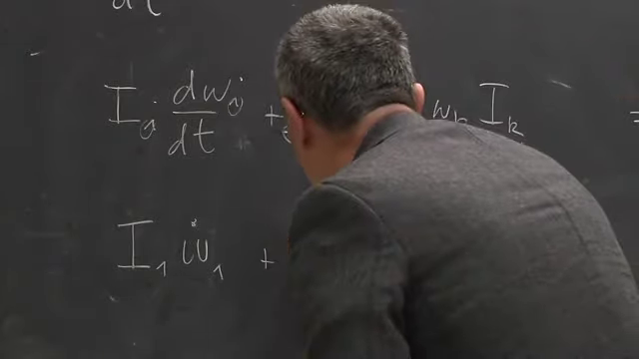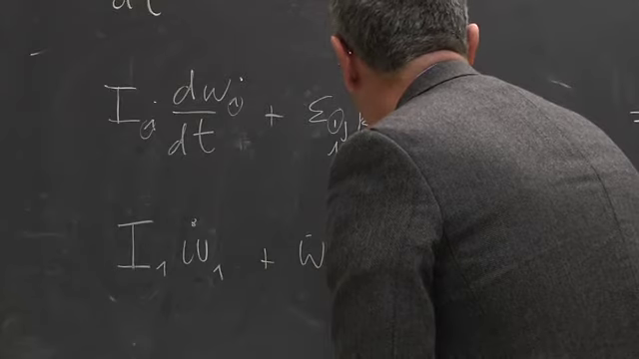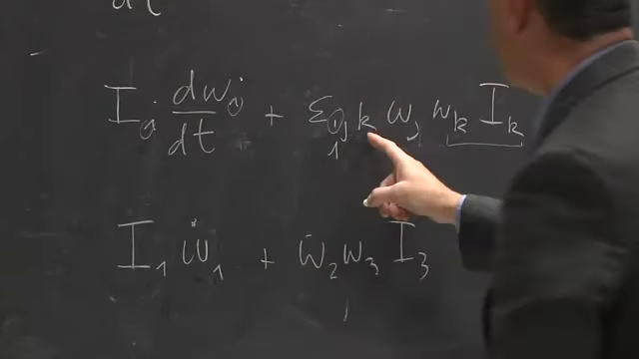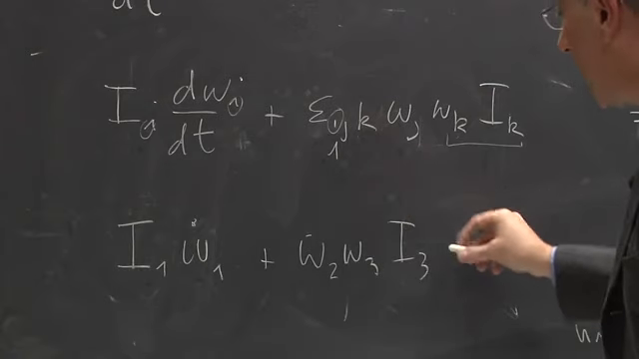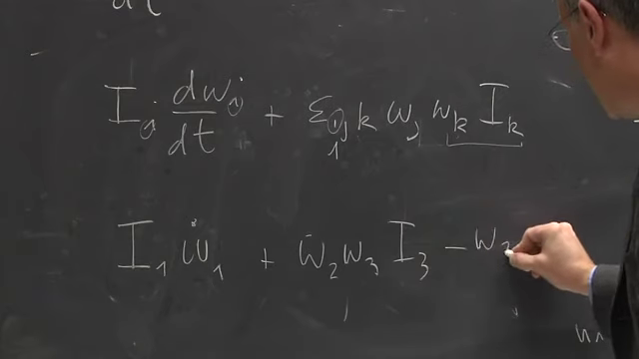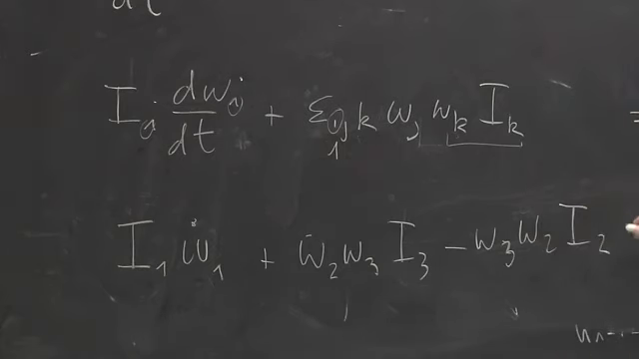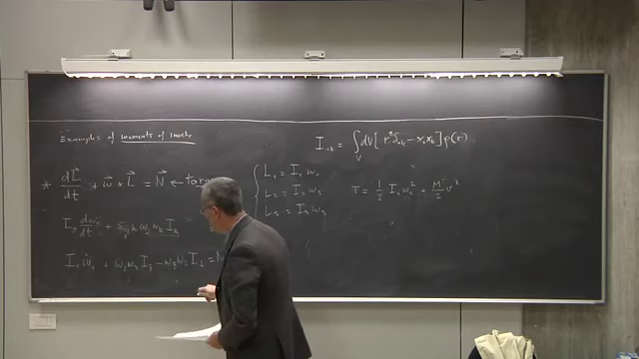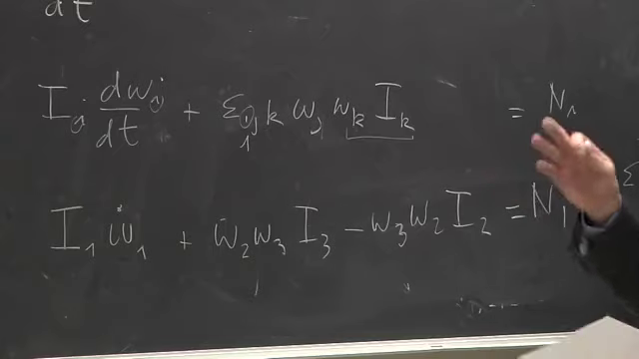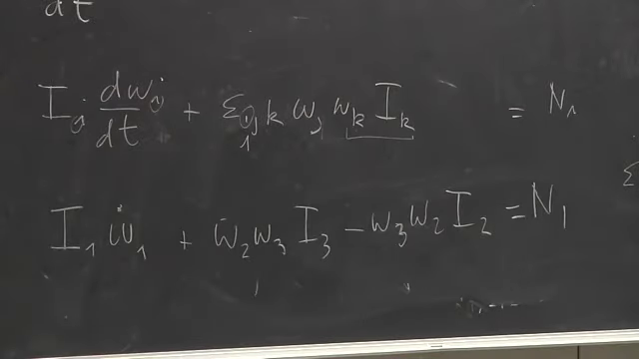If two are equal, it's 0. So I have epsilon 1, 2, 3, omega 2, omega 3, I3. Then I also have the 3, 2, right? Minus, yes, the 2, 3. So minus omega 3, omega 2, I2. And this is equal to N1. Okay? Do you understand how you read this? So you don't sum, you keep the component. So if I now write these components, this I don't need.